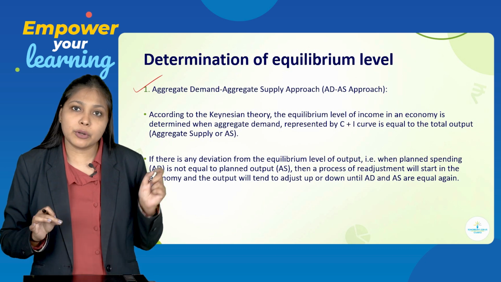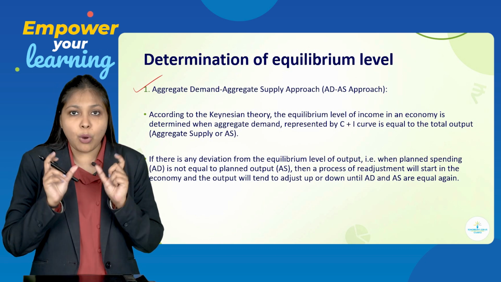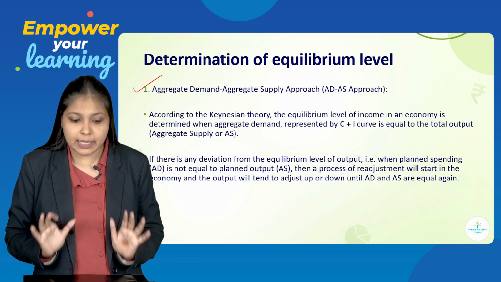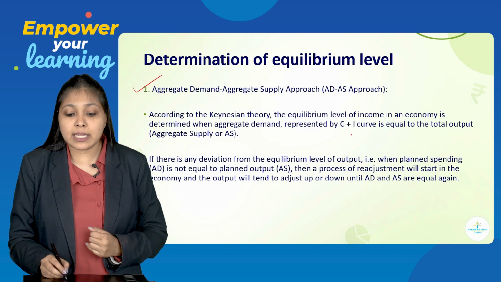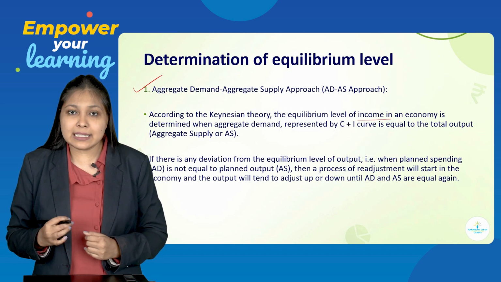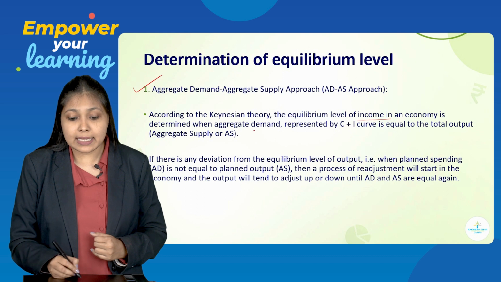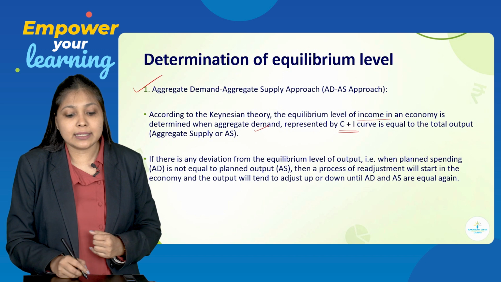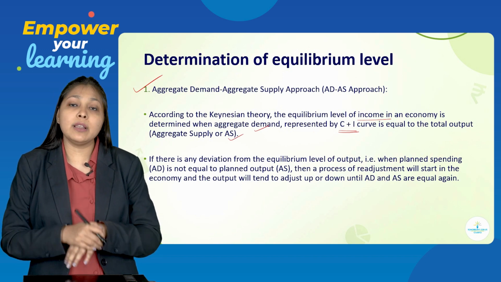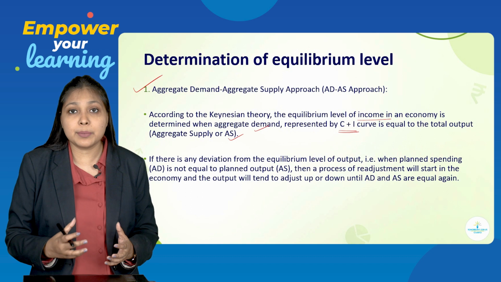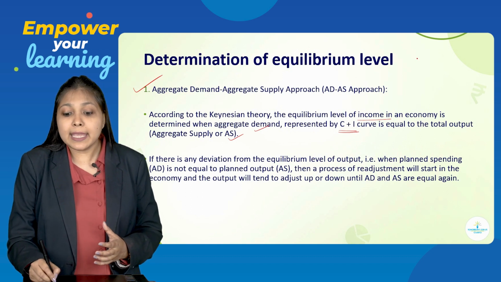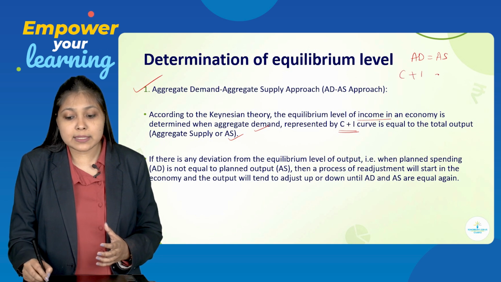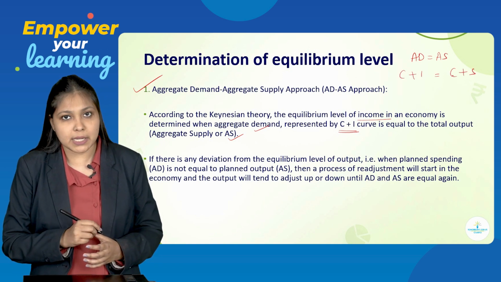Here we are going to talk about aggregate demand and aggregate supply. We all know what is aggregate demand and aggregate supply, what are the components of AD and components of AS. So according to Keynesian theory, equilibrium level of income in an economy is determined when AD, which is represented by C plus I curve, is equal to the total output, that is AS. So first of all, according to Keynes, your equilibrium point is the point where AD becomes equal to AS. AD is the component of C plus I and AS is the component of C plus S.